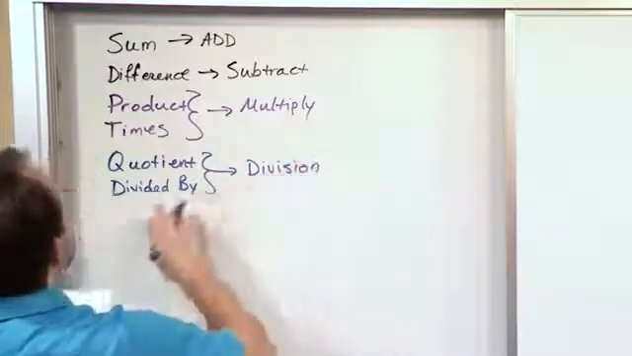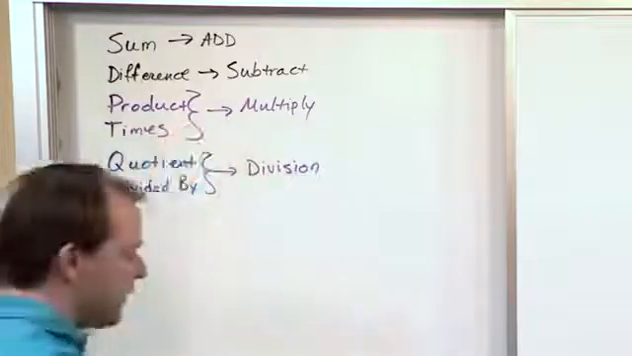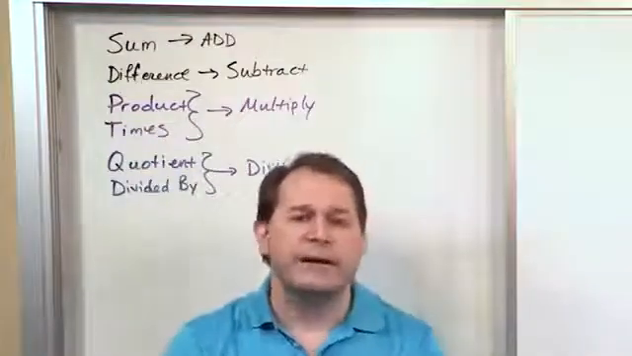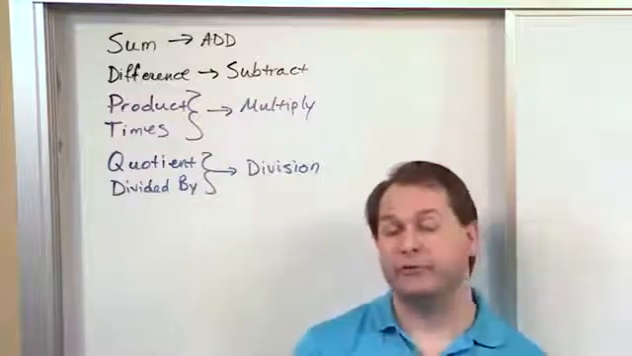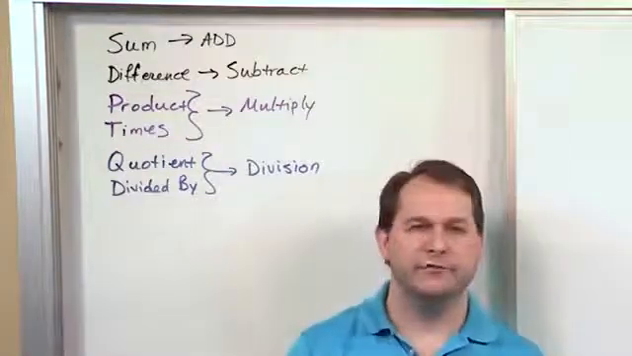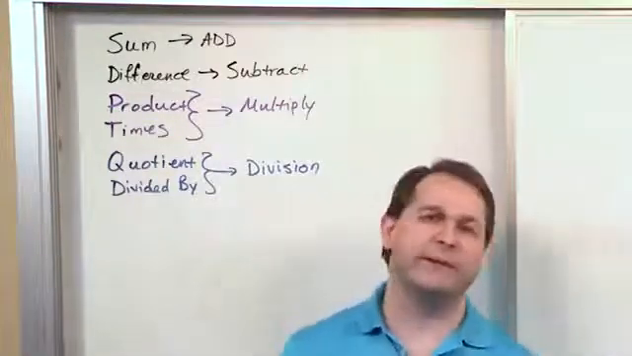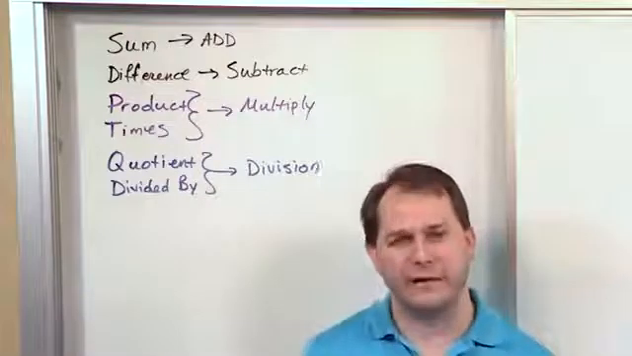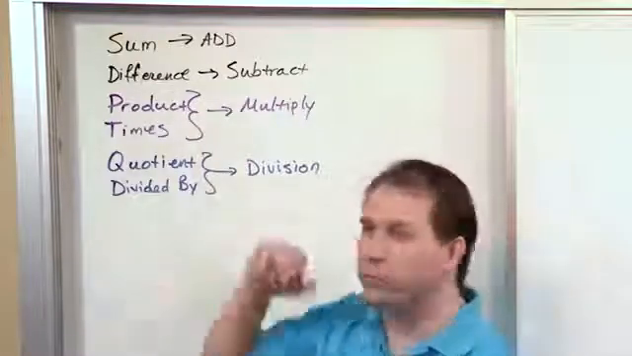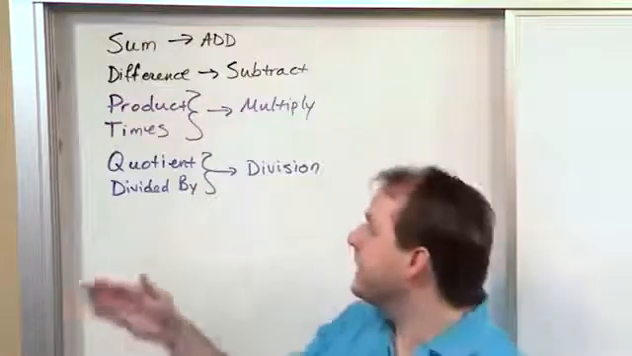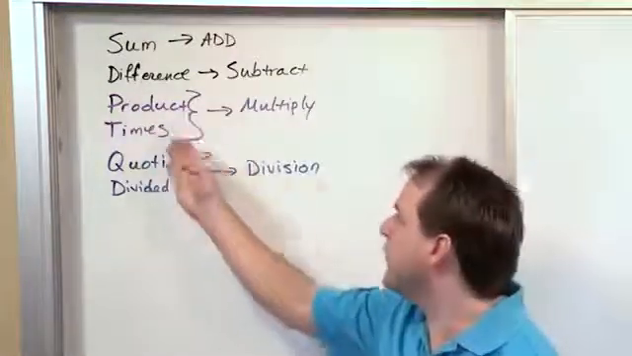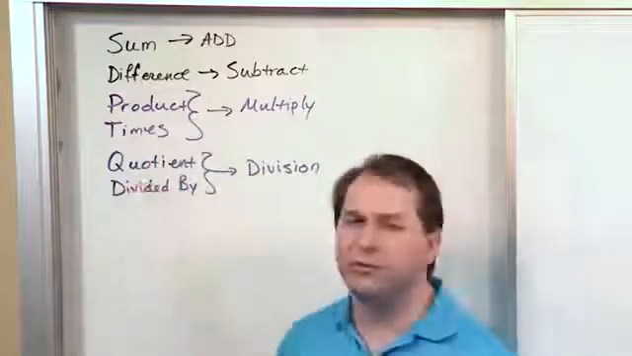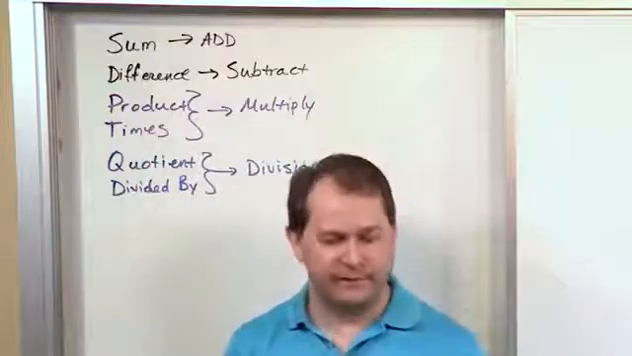So these are not the only words that can trigger these things, but these are the most common ones. So be on the lookout for words like the sum of, or sometimes you'll see all together, like, you know, Jenny has 5 marbles and Jake has 10 marbles. How many do they have all together? That can also mean addition. But usually you'll see the word sum. Or if you see the word difference, what is the difference between these two things? You're subtracting. If you're seeing product or times, it's multiplying. If you're seeing quotient or divided by, it's almost always division.